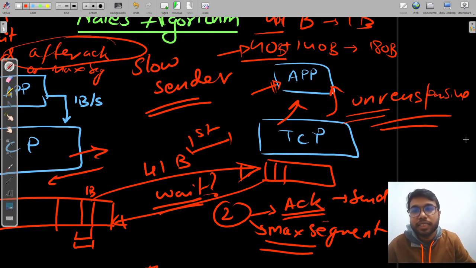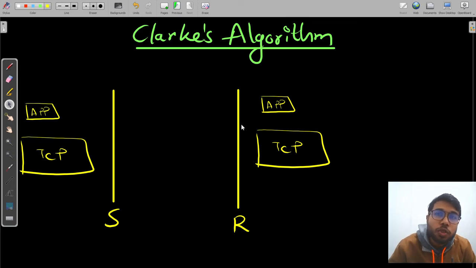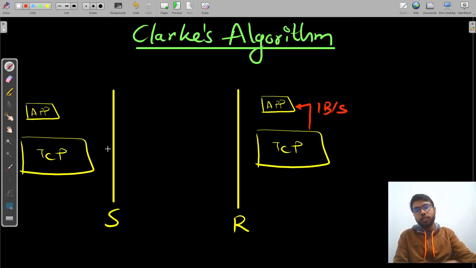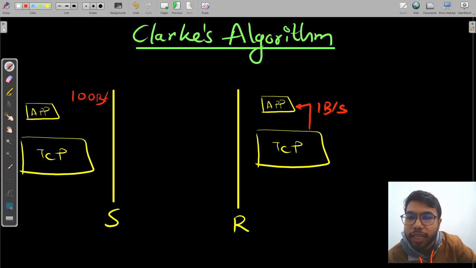Let's discuss another solution. Our last solution was for our slow sender, but now this one is for our slow receiver, right? What would be my solution if my receiver received at a very slow pace? Now I can send very fast, but I cannot receive fast. So let's say this guy was sending at 100 bytes per second, and this guy could only receive at 1 byte per second.